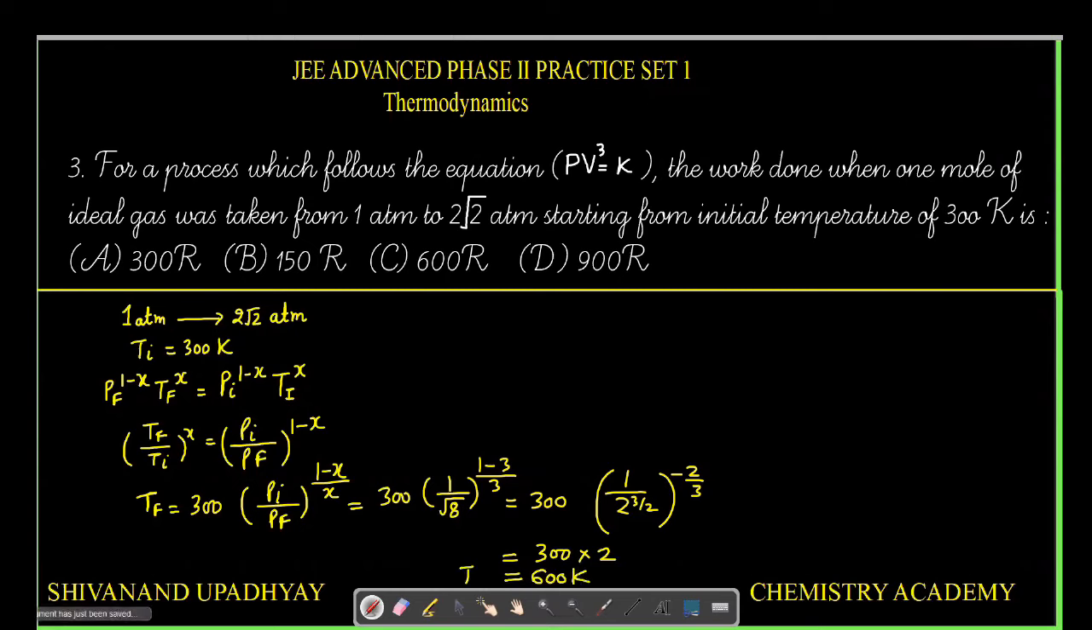So final temperature T final is 600 Kelvin and T initial is 300 Kelvin. And we have to calculate the work done when 1 mole of ideal gas is taken. So now I can apply the formula of work done in a polytropic process, which can be written as (P2V2 minus P1V1) upon X minus 1, which is nR delta T upon X minus 1. Delta T is T2 minus T1. So now if I put the value of n equal to 1, R as R, and T2 minus T1 equal to 300. Polytropic index is 3, so 3 minus 1 will be 2. On simplification, I'm getting this value equal to 150 R. So this is the work done in this process by the ideal gas. So the answer will be B.